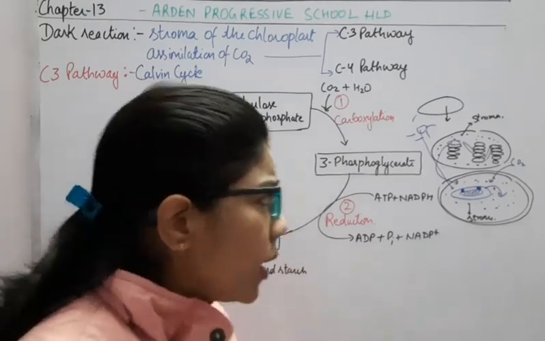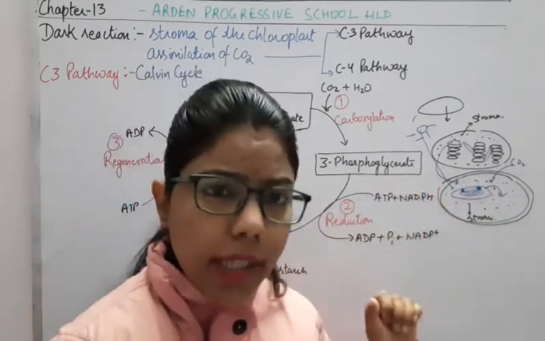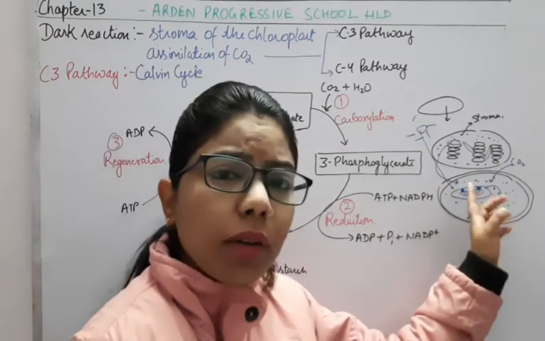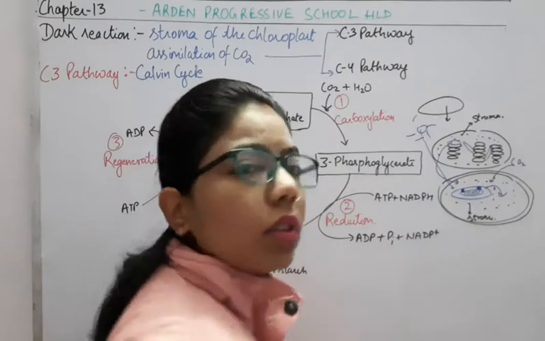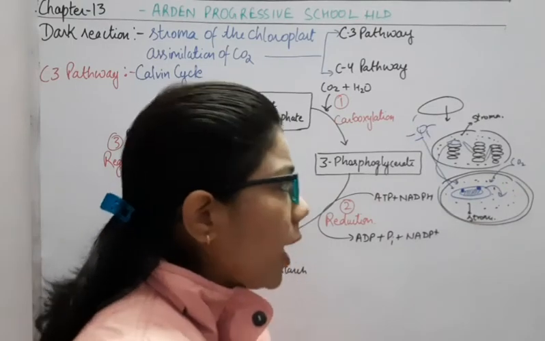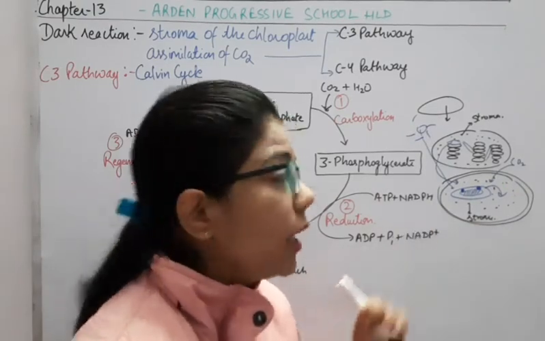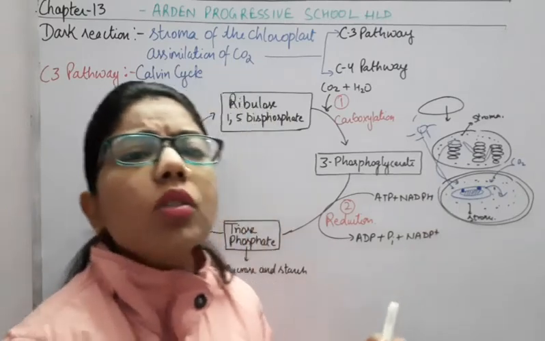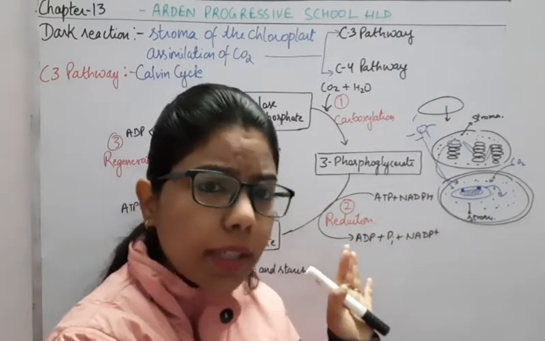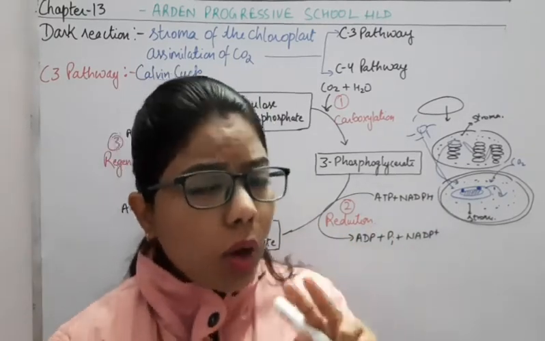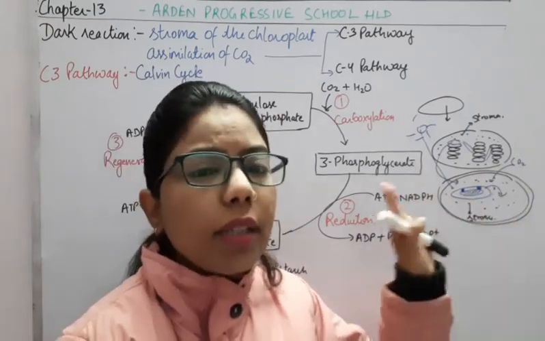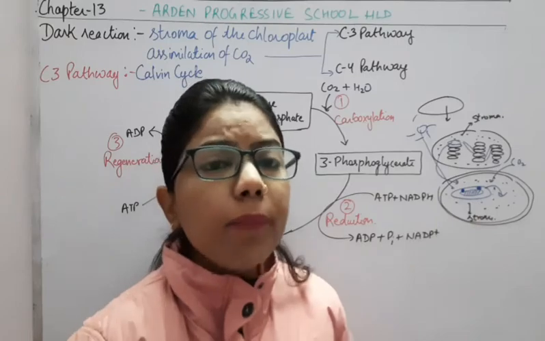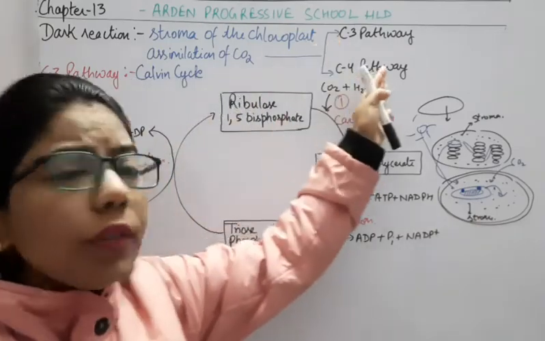Now CO2 will come from outside and the energy will come from the thylakoid membrane, and here they will react. Due to this reaction, there will be formation of food. So how will this take place in the plants? On the basis of this assimilation of CO2, we have categorized the plants into two types. What are they? C3 type and C4 type.